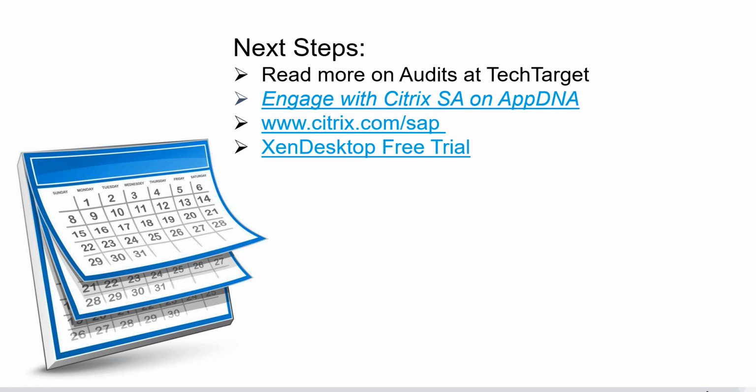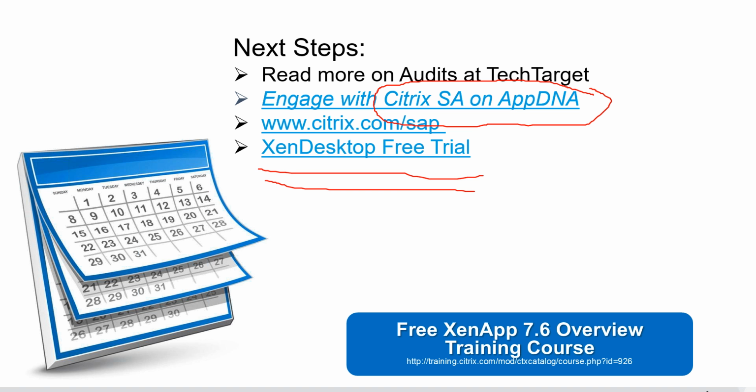And at the end, just some suggestions. Read more about auditing. There's a great article on TechTarget. Citrix partners are very learned on AppDNA, so if you haven't used AppDNA yet, connect with citrix.com/partners to find an SA who can help you out with that. And of course, XenDesktop has a free trial that you can get your hands on if you're not a Citrix customer already.